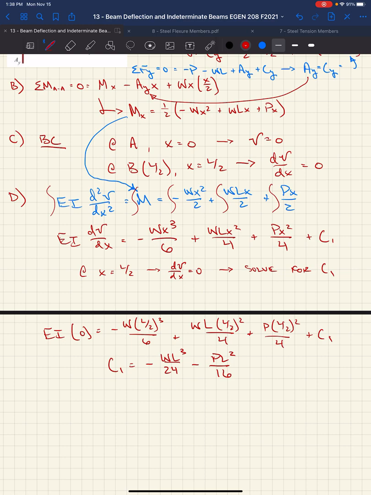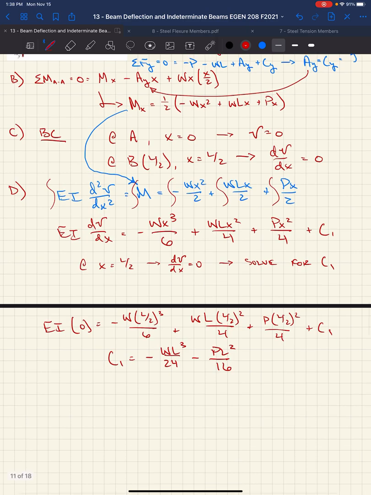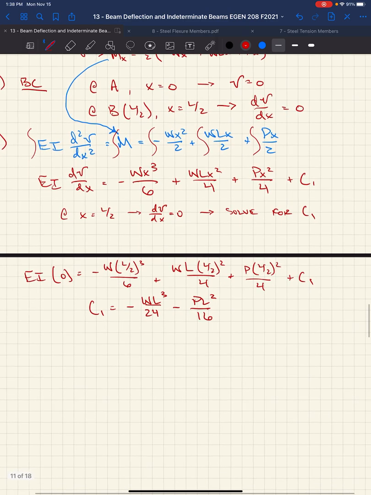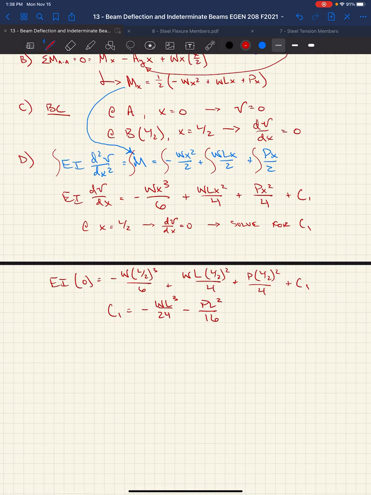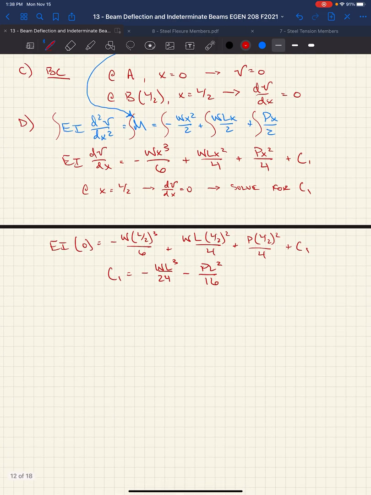I have it all written out here, but I skipped it in the hope that we would move through this faster than we did. Probably would have been better off just doing it that way. All right. So now that we've evaluated C1, we can plug C1 back into our slope equation.